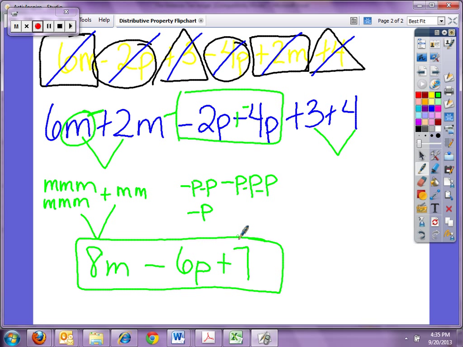So they have to have the same variable to the same power. Now you may ask, why did I combine these two? They don't have any variables. Well, that's exactly why I combined them. They do not have any variables.